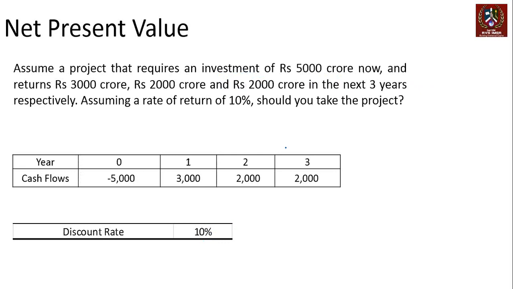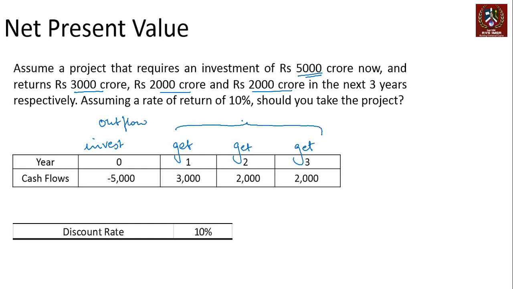So let's look at a project that requires an initial investment of rupees 5,000 crore today, and it returns rupees 3,000 crore, 2,000 crore, and 2,000 crore in the next 3 years respectively, right? So you invest 5,000 crore today, and you get these 3 series of cash flows. Now, investment means negative because money is going out. That's an outflow. And these 3 sets of cash flows are inflows for us, right? And that's our decision point.